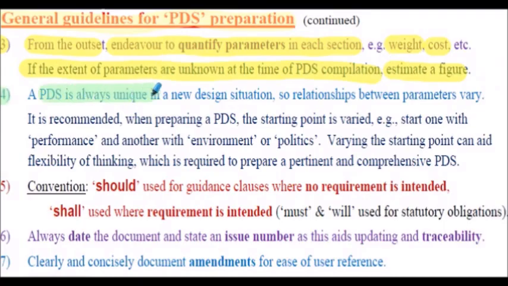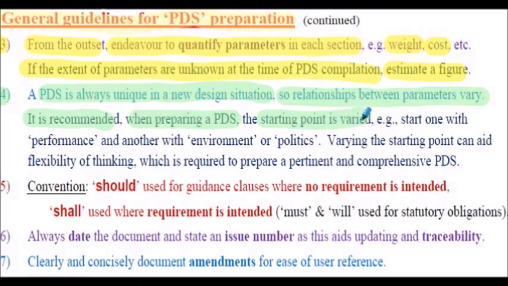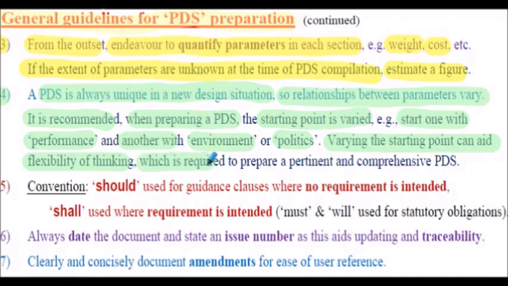Item 4. A PDS is always unique to a new design situation, so relationships between parameters may vary. It's recommended when preparing a PDS that the starting point is varied. For example, we might start one PDS with the section for performance requirements, and start another with the section for the environment or politics. The idea behind this is that varying the starting point can aid flexibility of thinking, which is required to prepare a pertinent and comprehensive PDS.